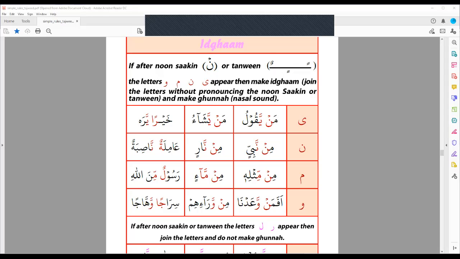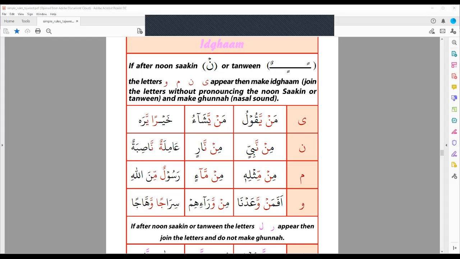So what does making idgham mean? Join the letters. Join the letters without pronouncing the nun sakin or tanween. So that is the whole point right here. When any letters of these four, ya, mim, nun, waw, come after nun sakin or tanween, then you have to make idgham. That means join the letters without pronouncing the nun sakin or tanween. So you have to skip the sound of nun sakin and tanween and make gunna, nasal sound. You already know about it, what is gunna.